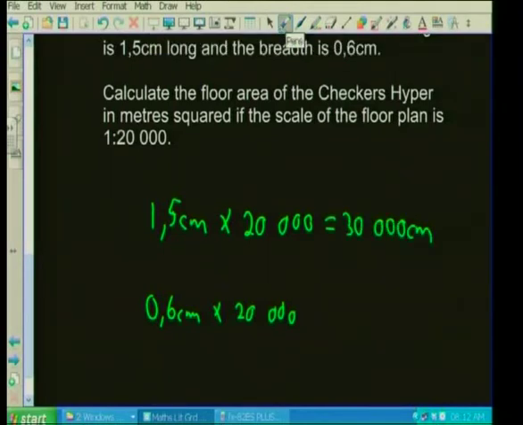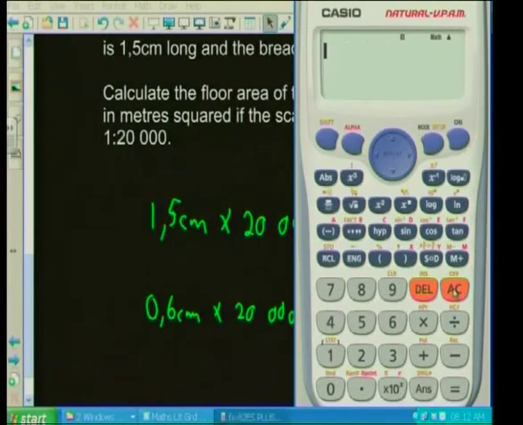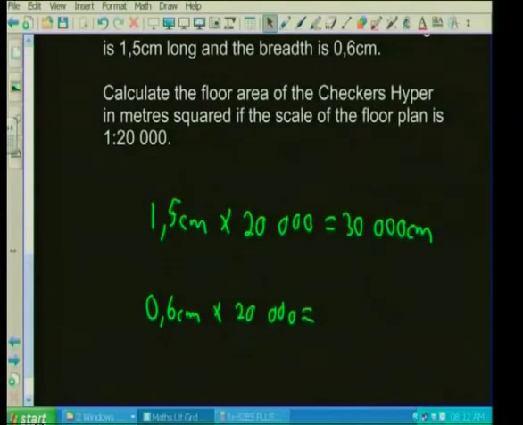And remember, the units must stay the same, centimeters. And then we've got one of 0.6. Let's multiply that by 20,000. 0.6 times 20,000, and that's 12,000. So we have two floor measurements, one of 30,000 centimeters and the other of 12,000 centimeters.